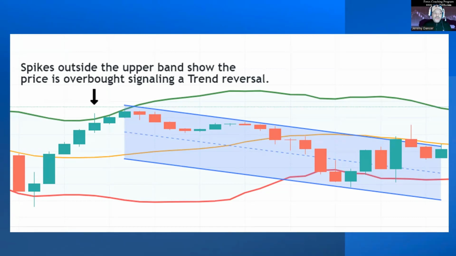So even if you weren't using any indicators and you were just trading this based off of the candle, you can see with that one candle that the price is overbought. But if you're very new to trading and you're not used to looking at candles, if you go based off of the upper band, you see that there is a clear spike showing that the price is overbought. And then you can see a couple candles later that the downtrend started to happen.